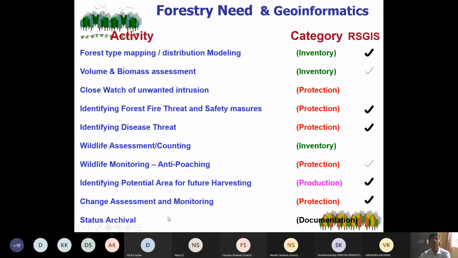And then our documentation of all the things, status archival, needs to be done manually with human knowledge, interpretation of images. That will be the documentation part. So these are the broad areas where so far remote sensing and GIS have been extensively used, right?